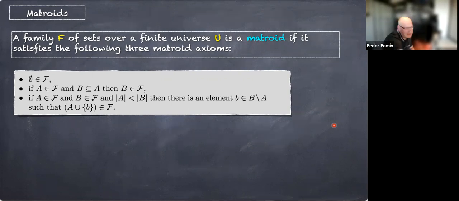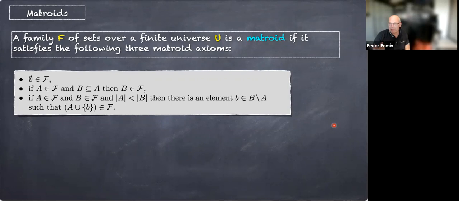So it will allow us to generalize the definition of what it means that the team survives and how the set fits. But first, a very brief and very fast introduction to matroids. So a matroid is a family of sets over a finite universe, which satisfies three axioms.